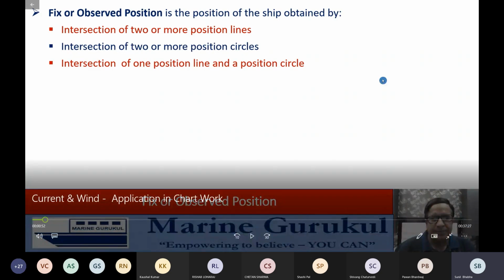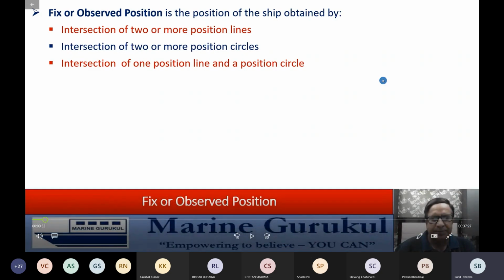Beta, we have not yet covered position circles. We will be covering it after this video. Position lines we have already covered. So we will discuss in detail how position circles are obtained.